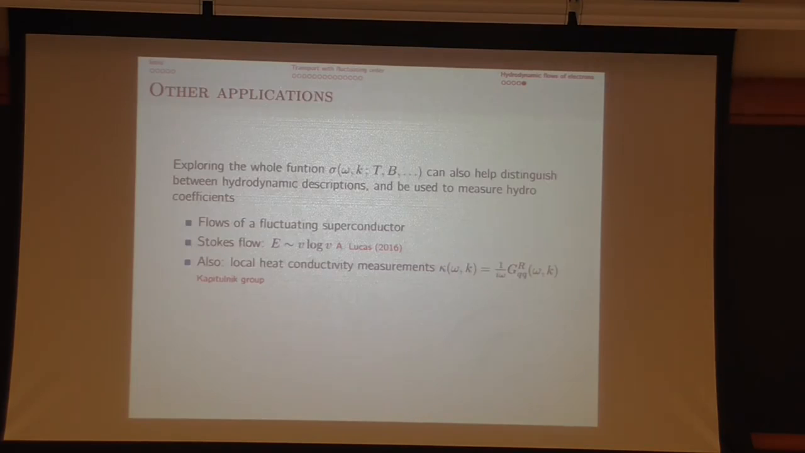Okay, so to summarize what I've been telling you, conductivities have a lot of information on your interacting quantum field theory, especially if you can probe the whole function as a function of frequency, k, geometry, temperature, and external fields. It'll help you distinguish between different hydrodynamic descriptions, different assumptions about symmetries. So I didn't mention what types of flow a fluctuating superconductor could have, but that would also be a way to distinguish, because as we saw, a superconductor can have a Drude conductivity like a regular Drude conductor. So you could use flows to distinguish these two systems.